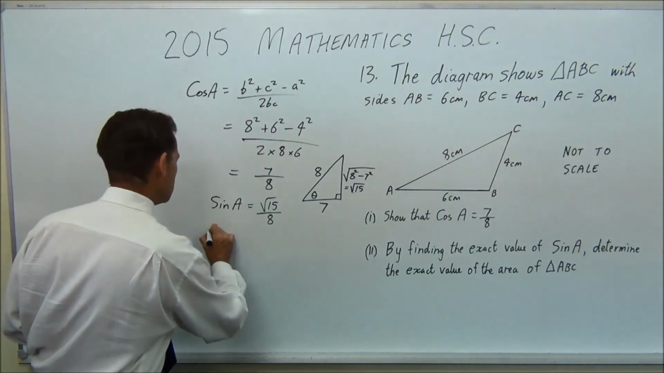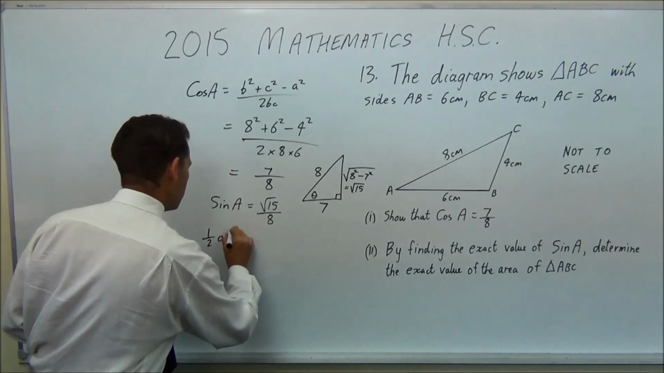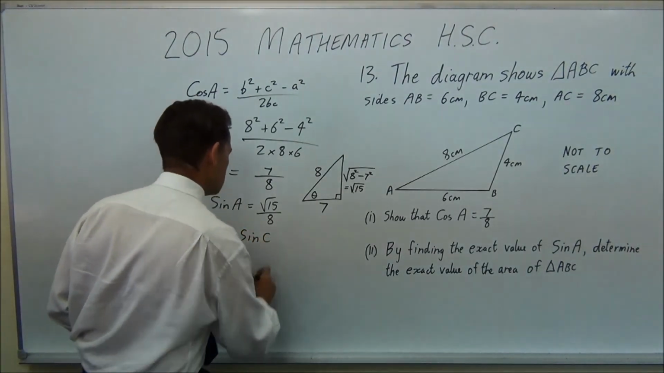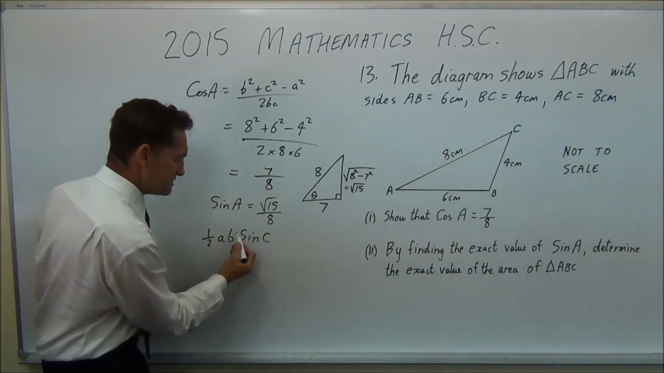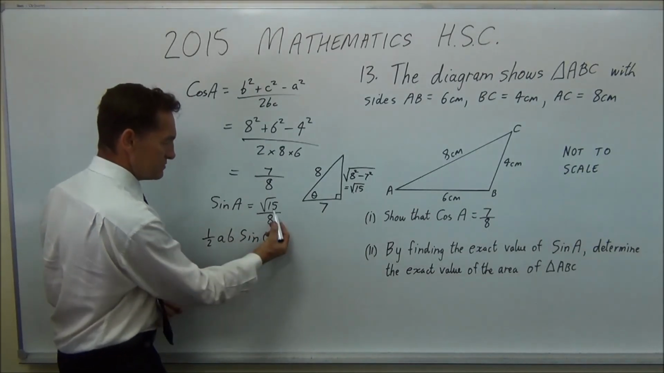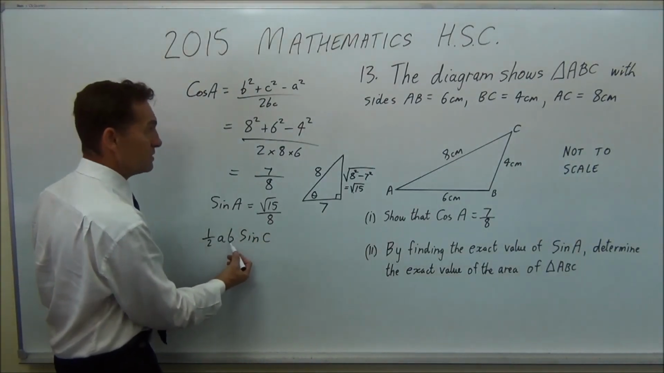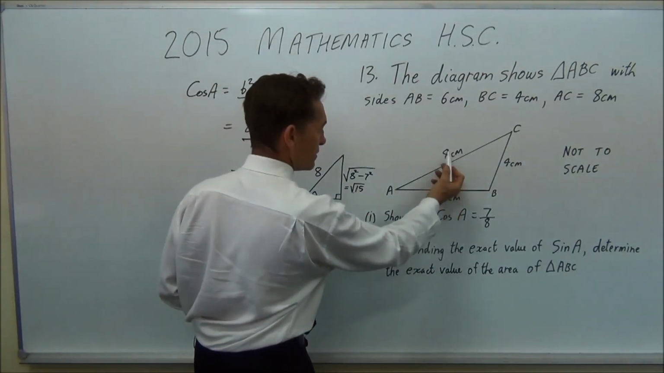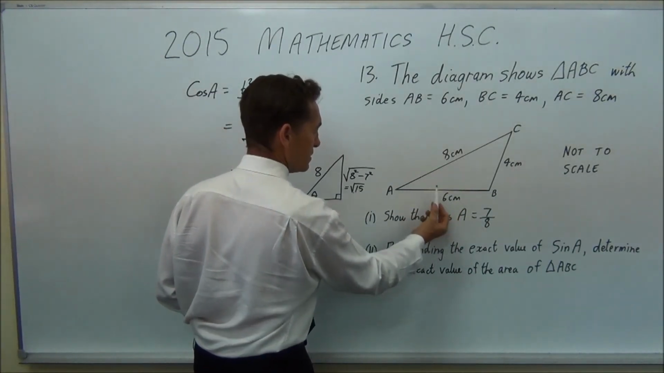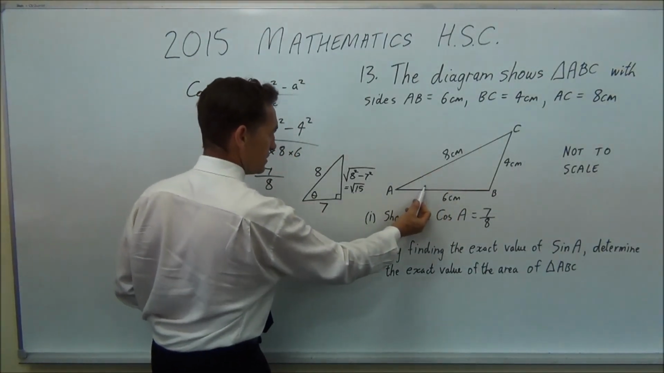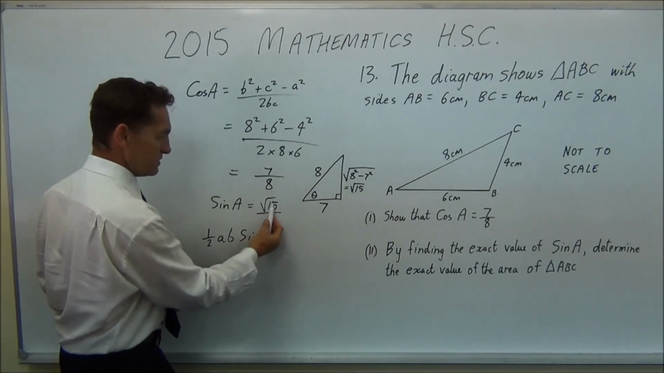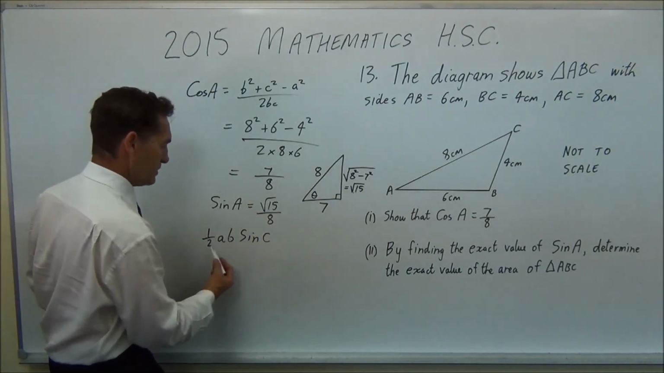So the area of a triangle, you should know, is half ab sine C. So you've got this value. You don't have to do anything with it. It's right there. A and B are surrounding there and there. So that's your a and b. And this angle here, in terms of sine, is root 15 on 8. So you're just putting that in there.